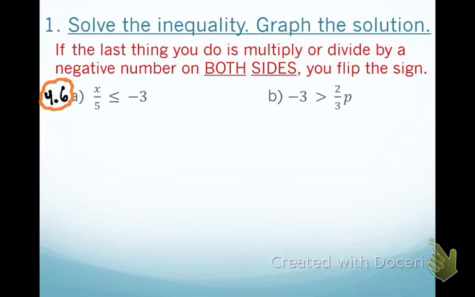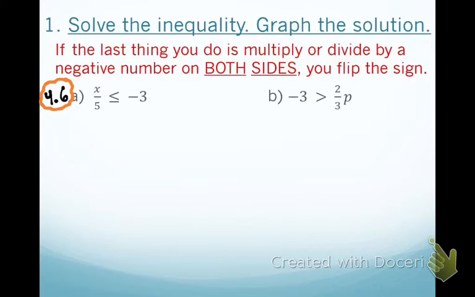Read to me what you guys are writing in red. Go ahead. If the last thing you do is multiply or divide by a negative number on both sides, you flip the sign. Okay, so last week we talked about inequalities, but we didn't have any opportunities when we flipped the sign. Let's check it out today to see if we do now.